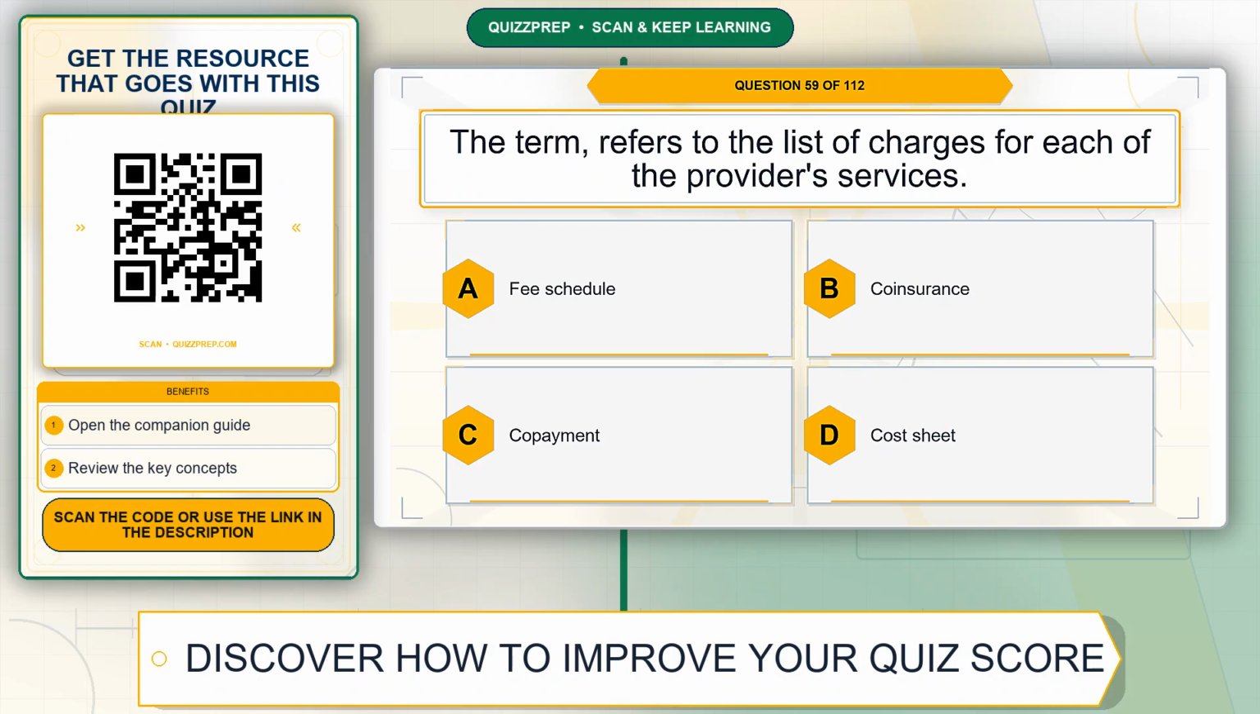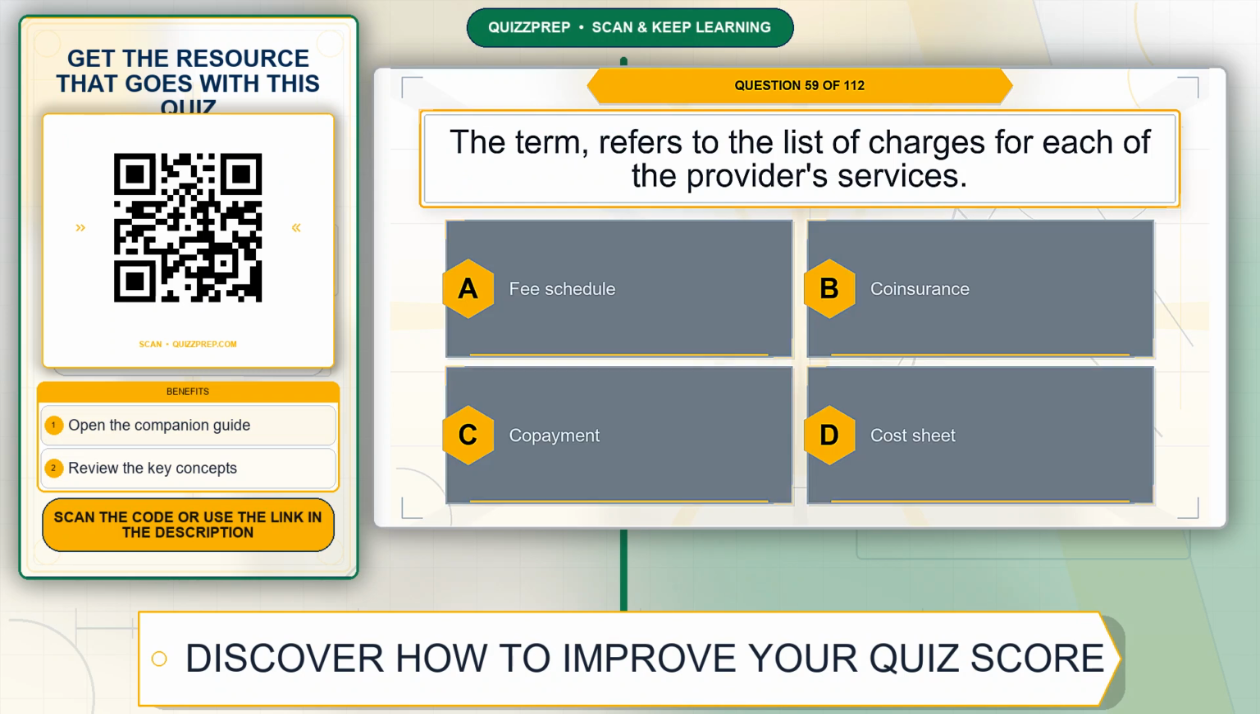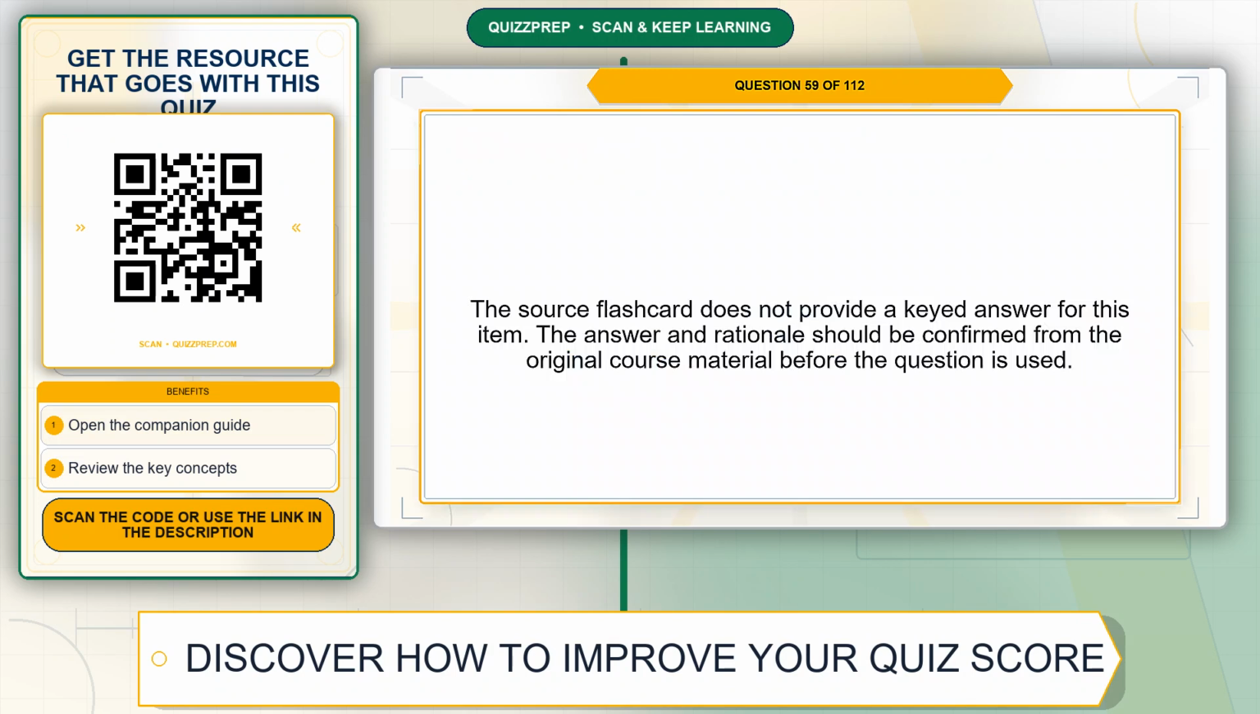Question 59. The term refers to the list of charges for each of the provider's services. Option A, fee schedule. Option B, coinsurance. Option C, copayment. Option D, cost sheet. The correct answer is not shown. Explanation. The source flashcard does not provide a keyed answer for this item. The answer and rationale should be confirmed from the original course material before the question is used.